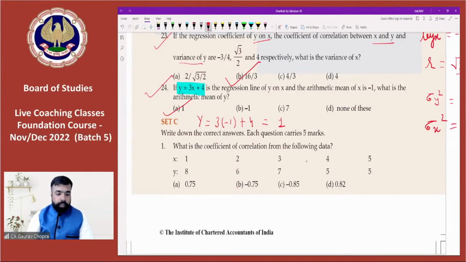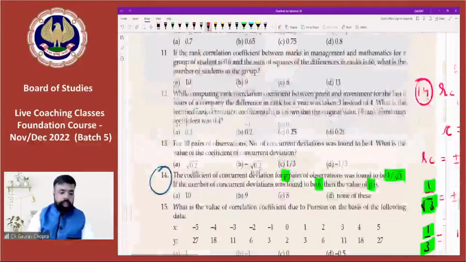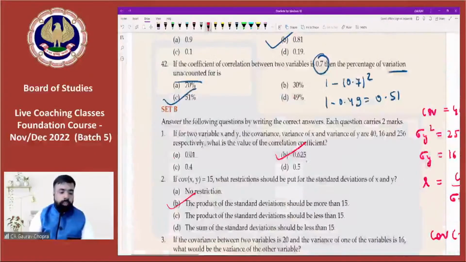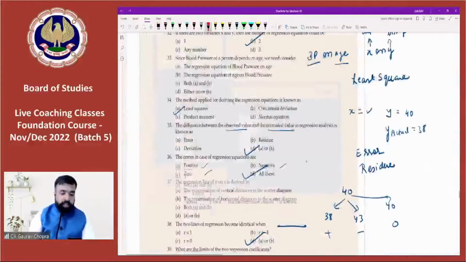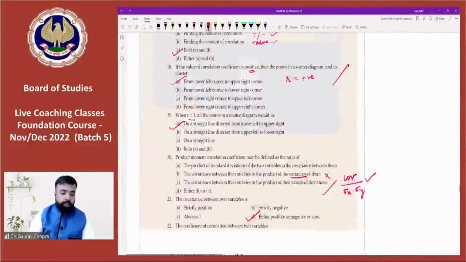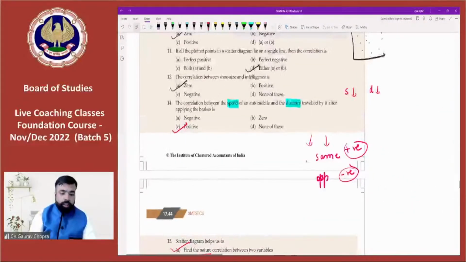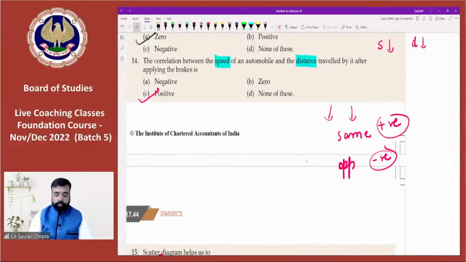Then some of you are asking a doubt in question number 14 of set A. So let's open question number 14.